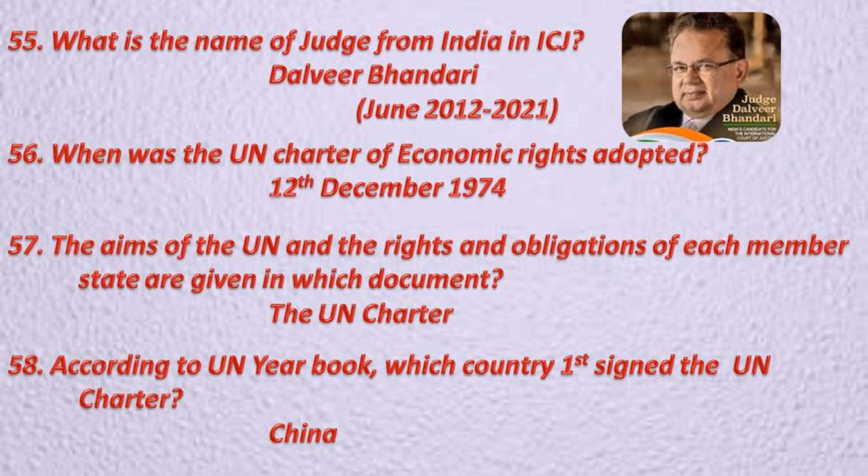56. When was the UN Charter of Economic Rights adopted? 12 December 1974. 57. The aims of the UN and the rights and obligations of each member state are given in which document? The UN Charter. 58. According to UN Yearbook, which country first signed the UN Charter? China.